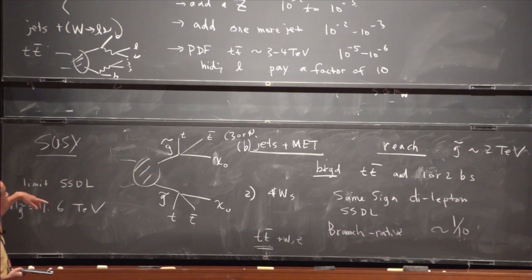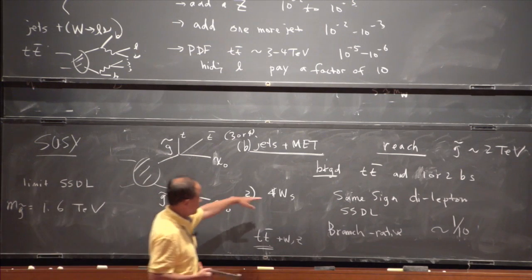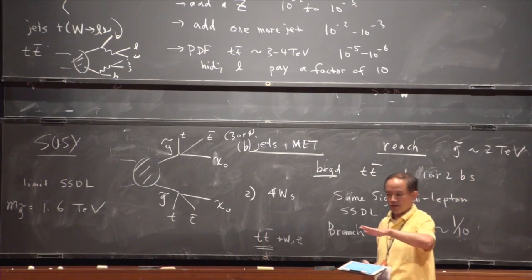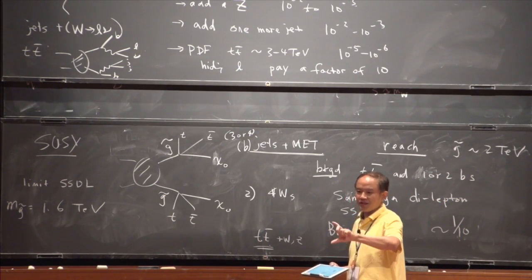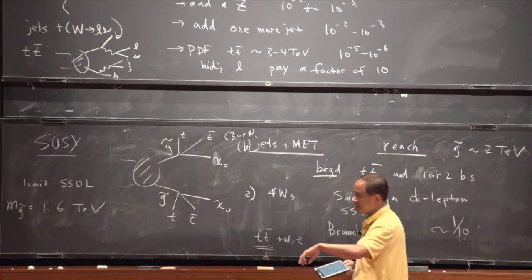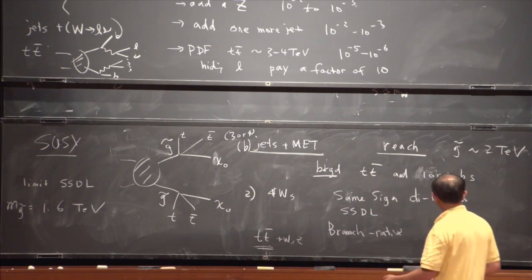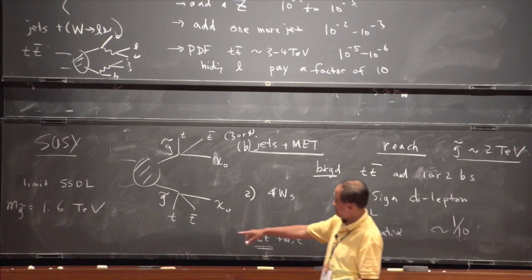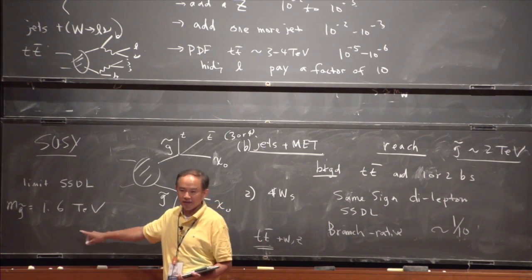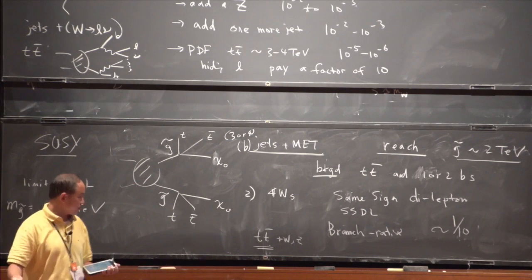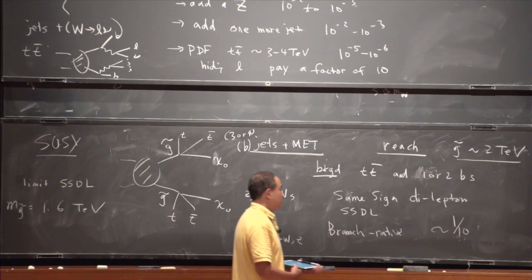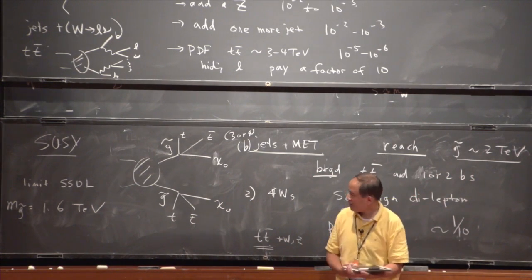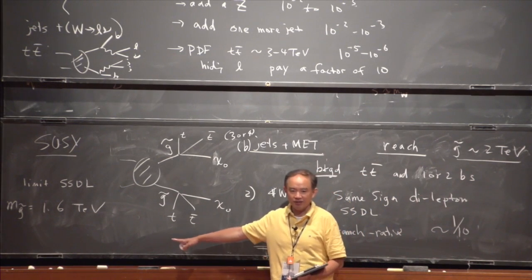On the other hand, this usual multi-jet limit of 2 TeV depends quite a bit on your confidence in understanding the multi-jet background, which is difficult. So this limit, I would think, is softer than this limit. In other words, it's probably fairly easy to come up with reasons to inflate error bars here to set the limit. It's pretty difficult to come up with reasons to inflate error bars over there.